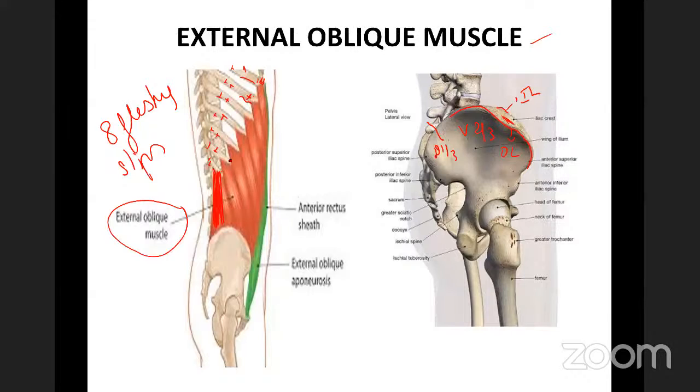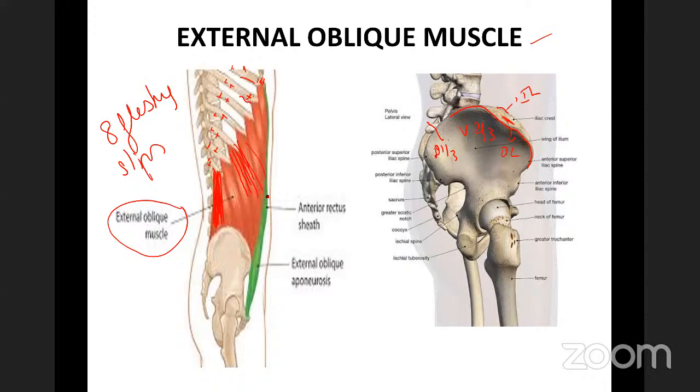Now we will see the remaining fibers. These fibers pass downwards, forwards and medially. Just imagine you're putting your hand inside your pocket. What is the direction? It is downwards, forwards and medially. Then later what happens?